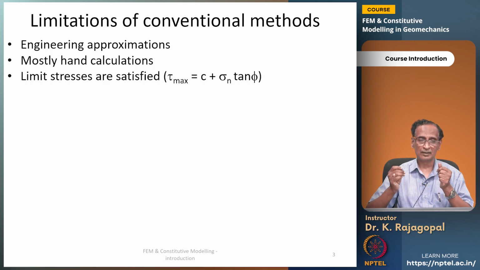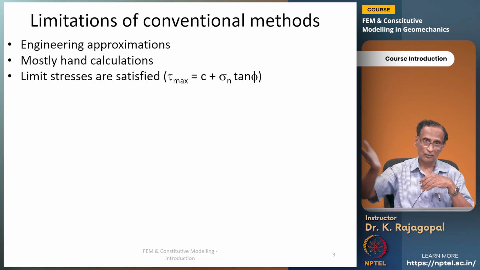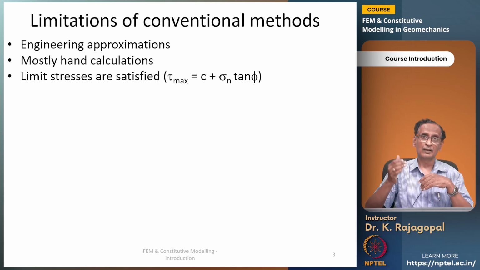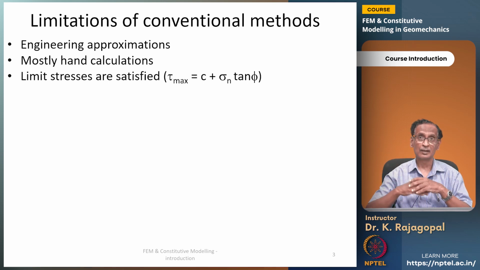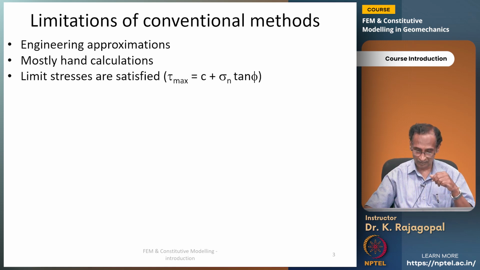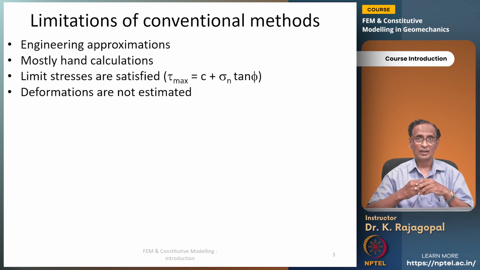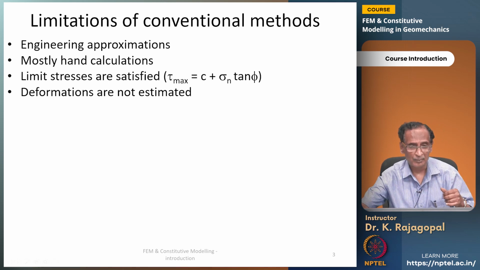But then in most cases we do not know what is sigma n, because we may not know what is the failure plane or the rupture plane, and then what is the operating normal stress on that we do not know. We need to make a lot of assumptions and then apply this equation for getting a solution, and after doing all these analyses we can only get some factor of safety. We will not get any deformations.